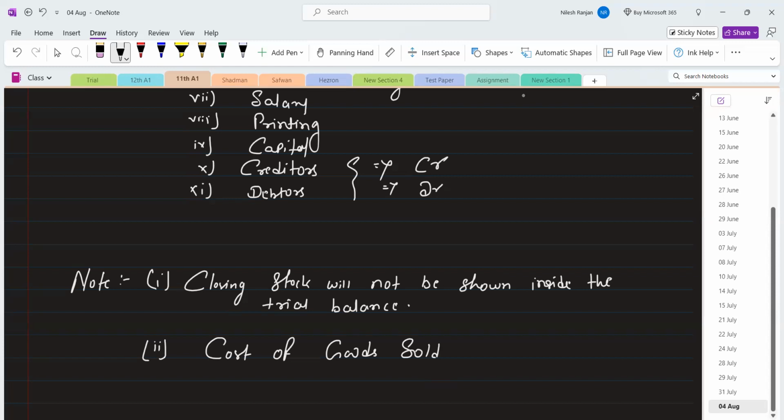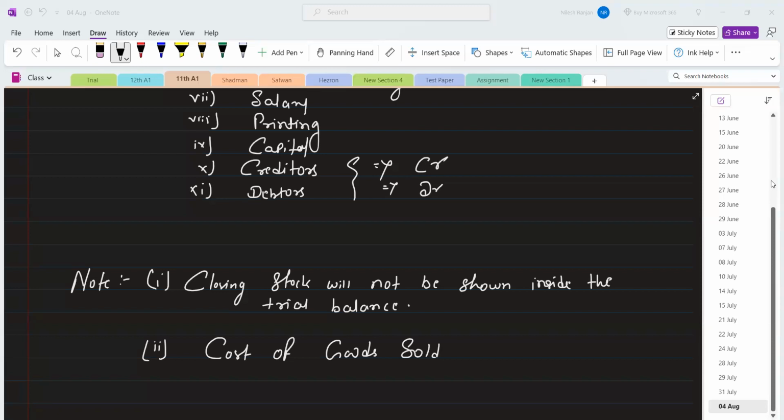Sir, I'm not getting what you're trying to ask me. I have written cost of goods sold. So what does it mean? Like, what is the cost of the amount of goods which we have sold? So, what is the actual cost of that goods?